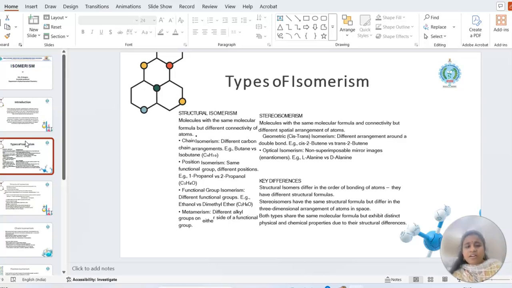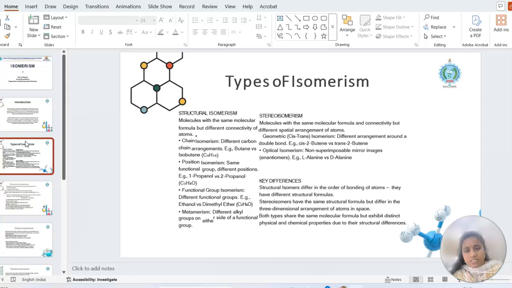Chain isomerism means a difference in the arrangement of the chain, as in butane and isobutane. Positional isomerism means a difference in the position of the functional group, and functional group isomerism means a difference in the functional group. Metamerism means a difference in the alkyl groups. One more is tautomerism. Tautomerism means keto-enol tautomerism, where the keto group is converted to the enol functional group.